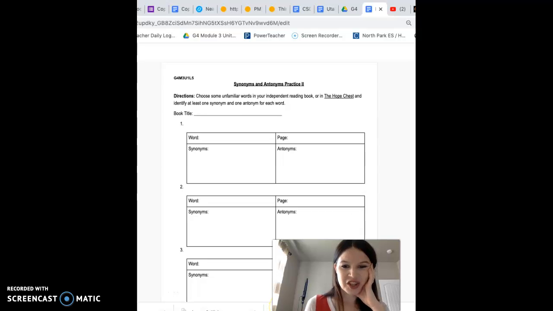Hi guys! Today we're working on synonyms and antonyms. You should have already found this page in your Elevate book, Synonyms and Antonyms Practice 2. Let's read the directions together.